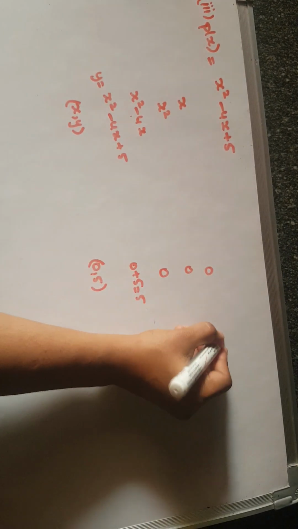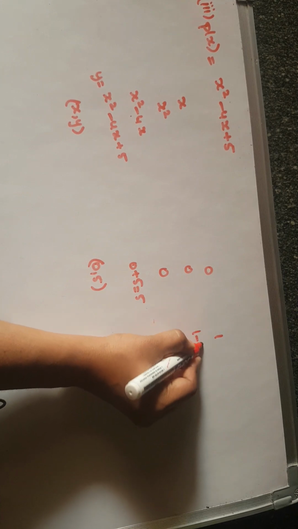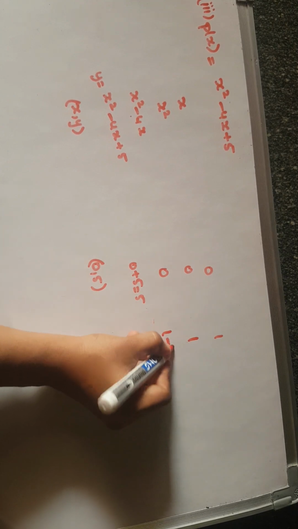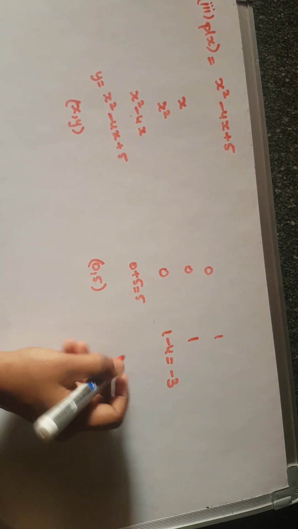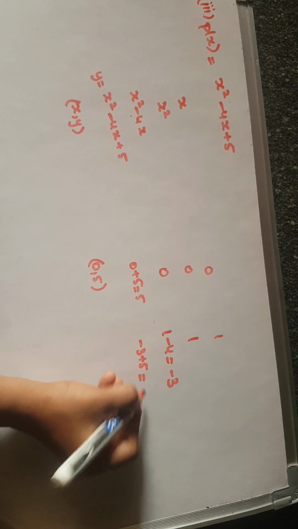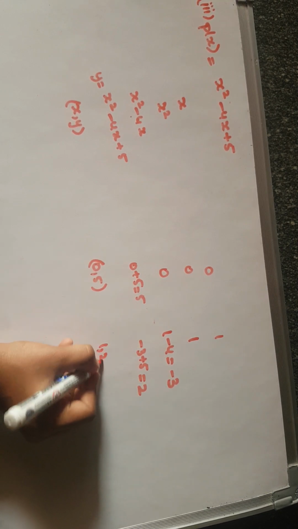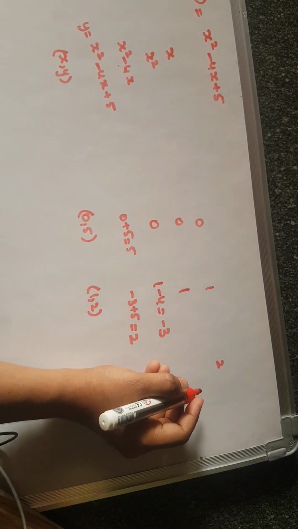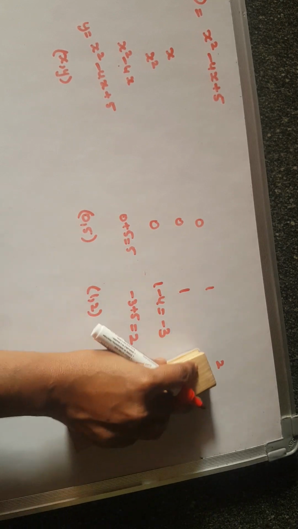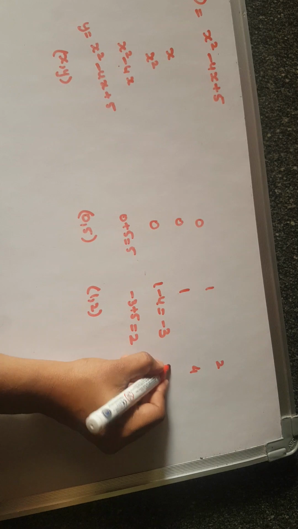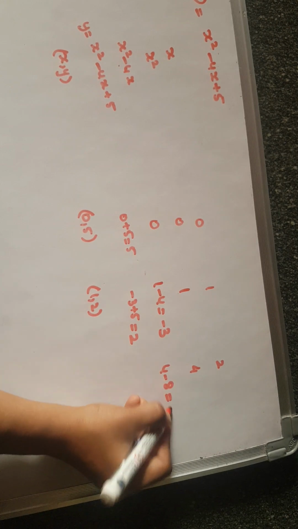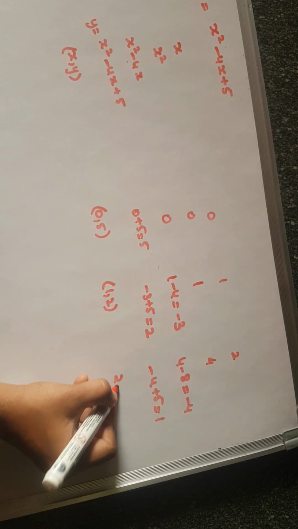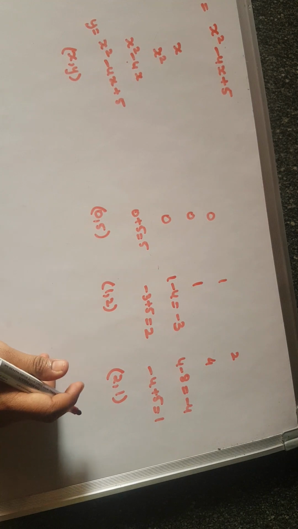Okay, now put 1. 1 square is 1, and 1 minus 4 becomes minus 3, and minus 3 plus 5 becomes 2. Means the point here is 1 comma 2. When you take 2, 2 square is 4, so 4 minus 4 into 2, which is 8, becomes minus 4, and minus 4 plus 5 equals 1. The point here is 2 comma 1. When you take 2, the value is becoming 1.